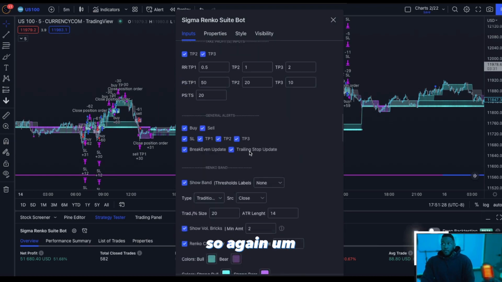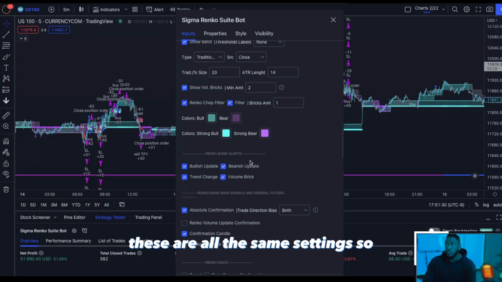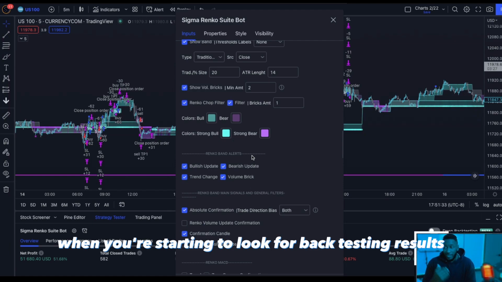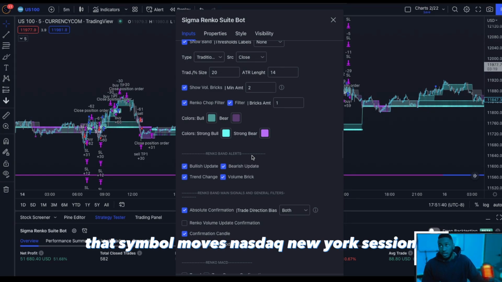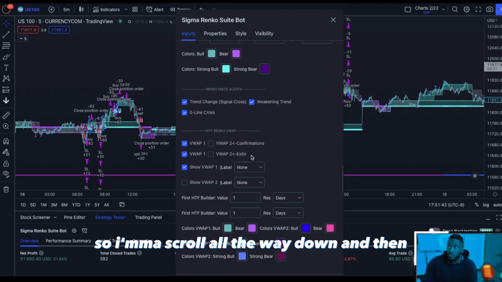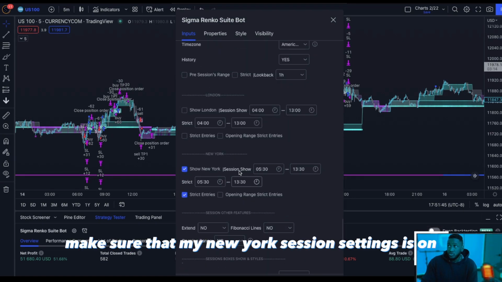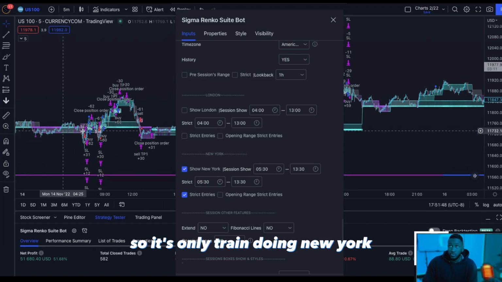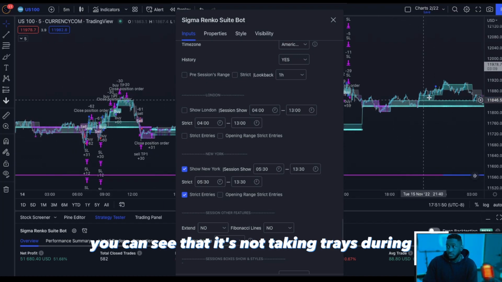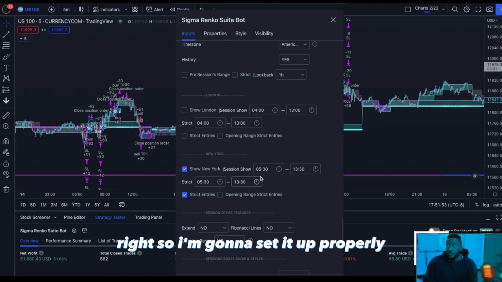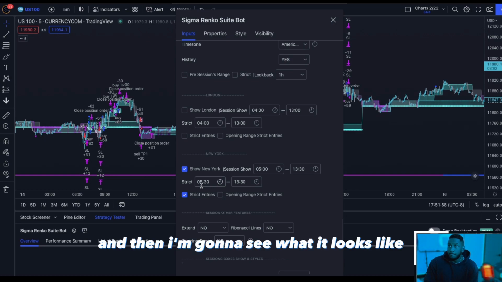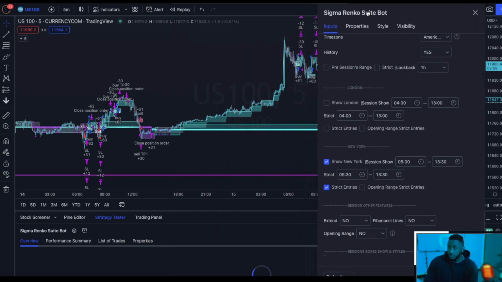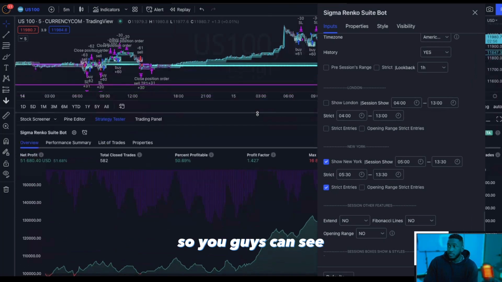So again, these are all the same settings. So when you're starting to look for back testing results, again, trade the time in which that pair, that symbol moves. NASDAQ, New York session. So I'm gonna scroll all the way down and then make sure that my New York session settings is on. So it's only trading during New York. You can see that it's not taking trades during Asian or London, right? So I'm gonna set it up properly, 5 o'clock here, and then I'm gonna see what it looks like. Let me just take this up a little bit so you guys can see.